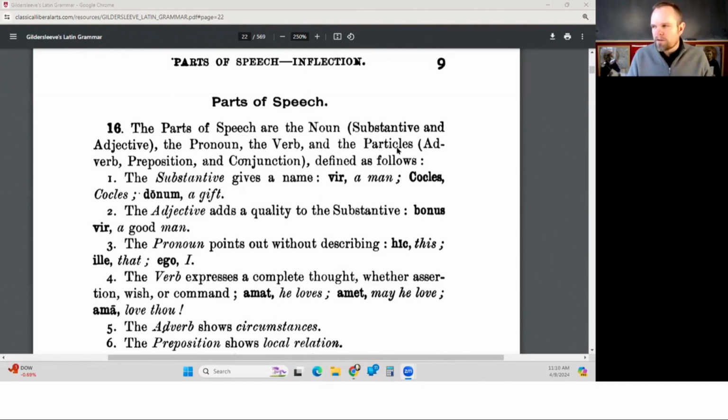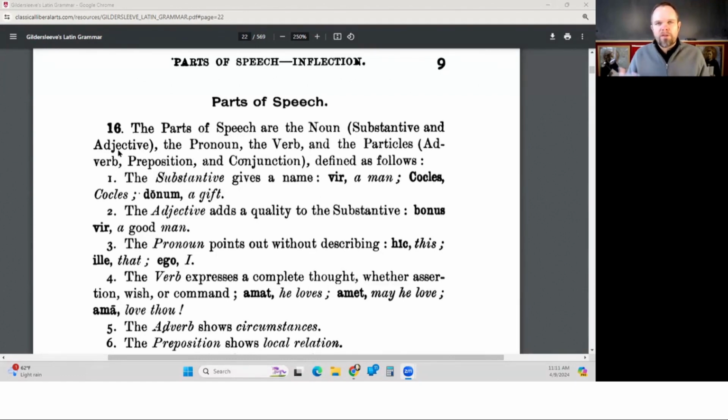Those are the main parts of speech. And then the other parts of speech, the particles, and that word particles really means the little parts, right? So you've got the main parts, noun, pronoun, and verb, and then you've got the little parts, or the less important parts, adverbs, prepositions, and conjunctions, okay?